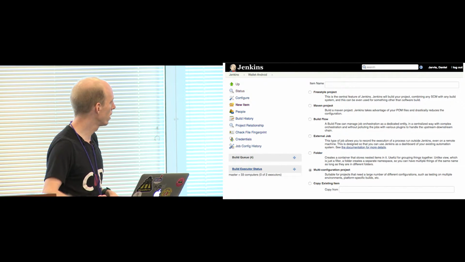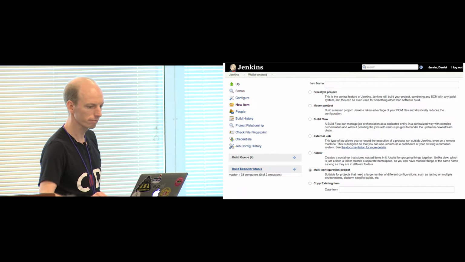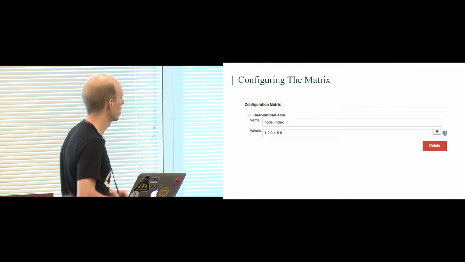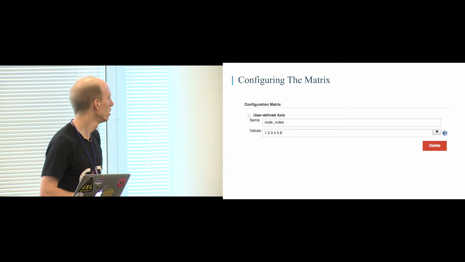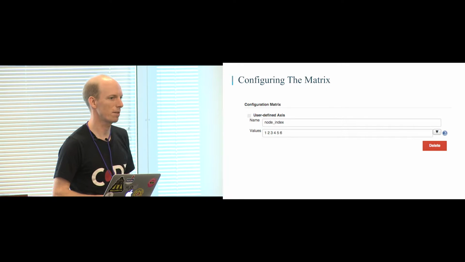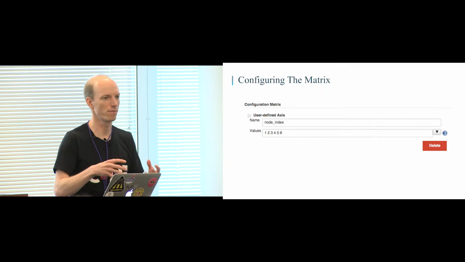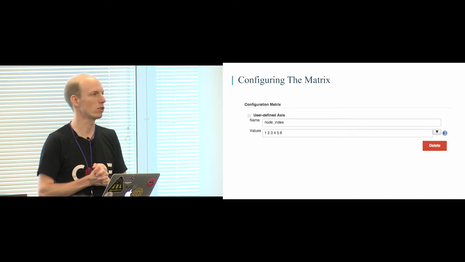So you come in and having installed that plugin, you create a multi-configuration project. And it offers you this user-defined axis. And what you do in there is you give it a name of your choice, and you do a space-separated list of the values that you want to be feeding into your jobs.